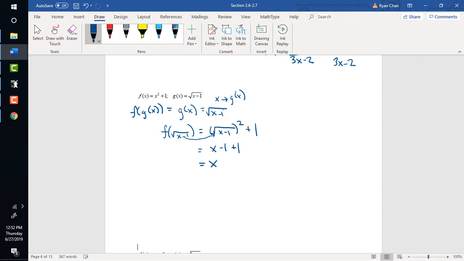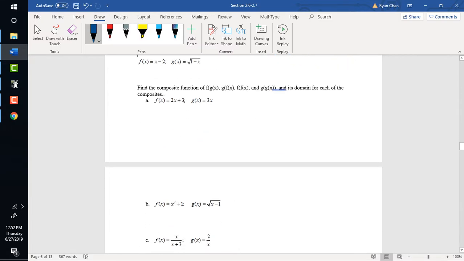And so you'll see when you're doing these composite functions, sometimes it can get really easy, sometimes it can get really difficult. It kind of goes all around. It varies a lot in difficulty.